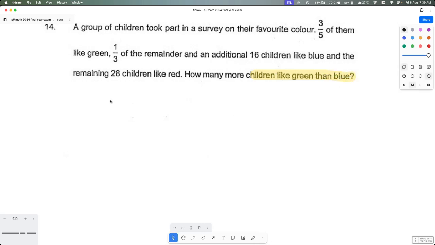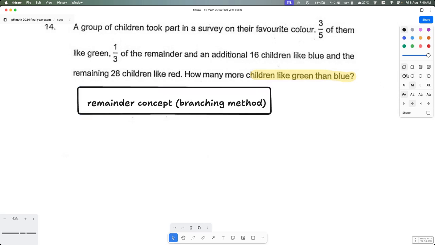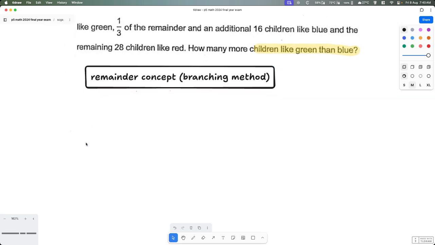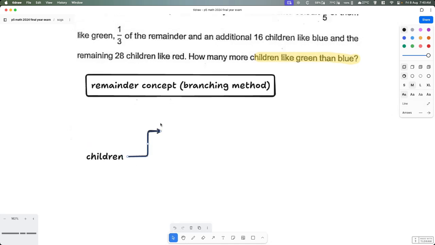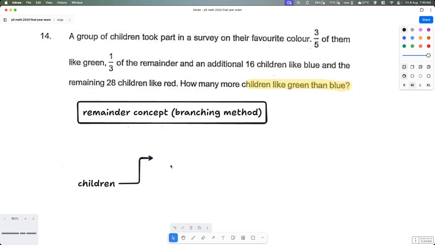But first, this is basically a remainder concept. So I'm going to use the branching method. For this, we're going to draw the whole thing. We have a group of children, and then we're going to draw some arrows over here as well. First the arrow is pointing out to three-fifths of them like green. So we're going to write here 3 out of 5. This is green.